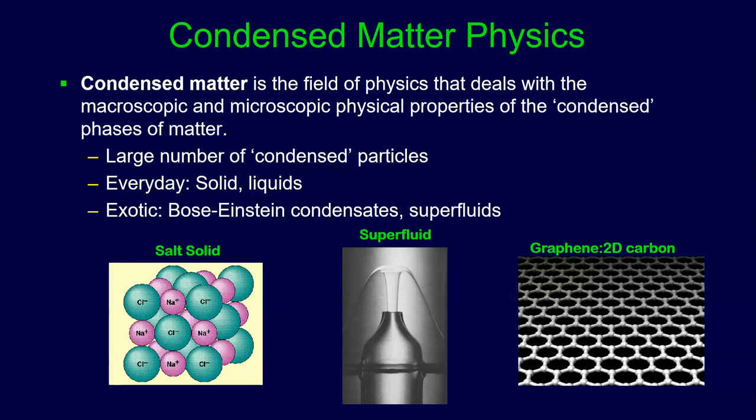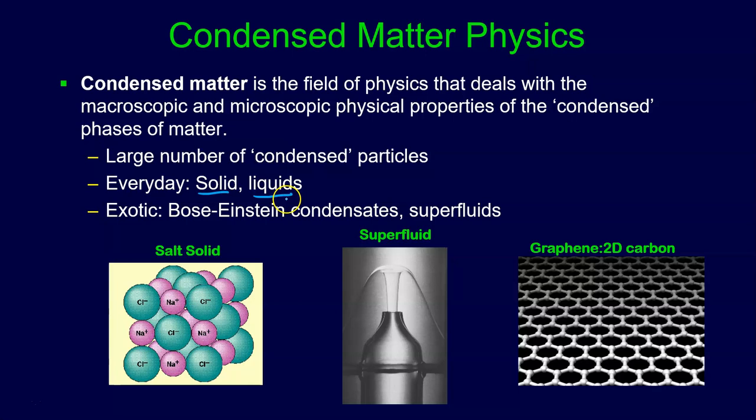So we're getting to the point now in quantum mechanics where we've learned some basic quantum mechanics and we can start applying it to different situations. And condensed matter physics is the field of physics that deals with macroscopic and microscopic physical properties of the condensed phases of matter. So a couple things about that. First of all, it deals with a large number of condensed particles. So every day you've got solids and liquids.